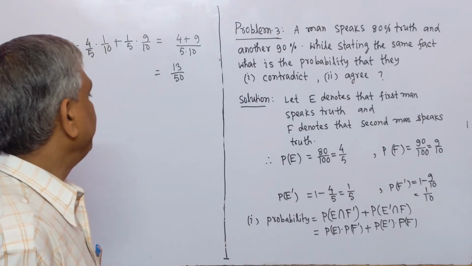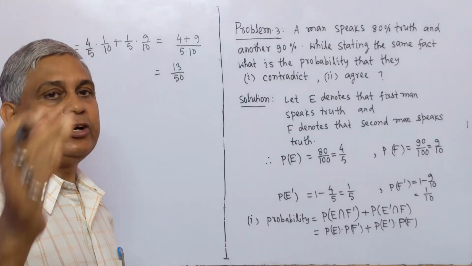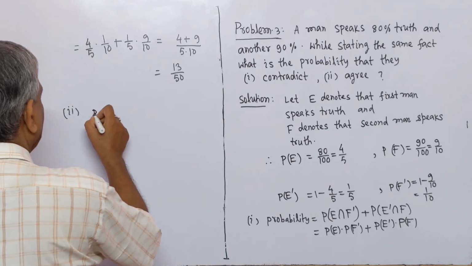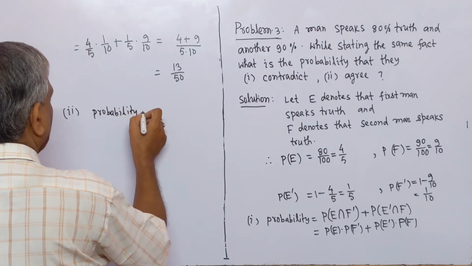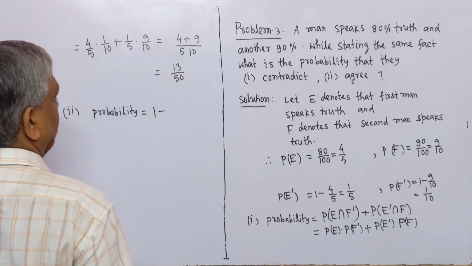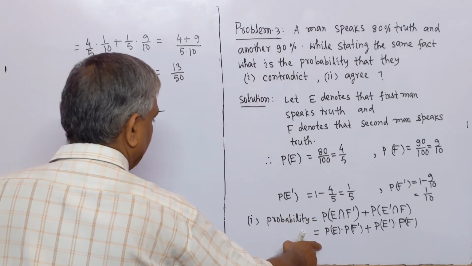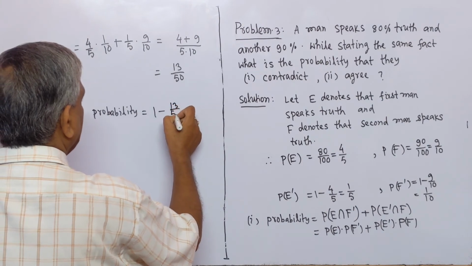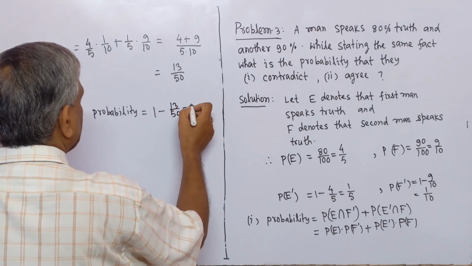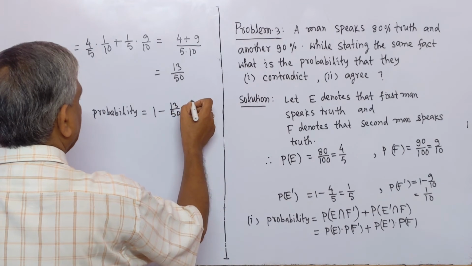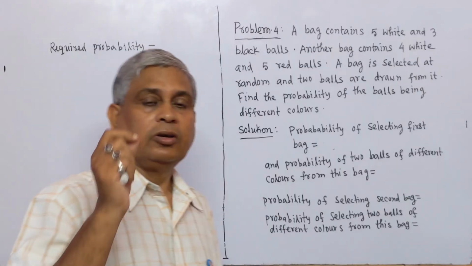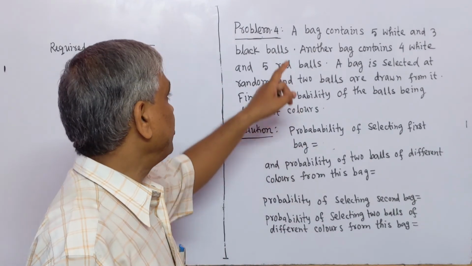Agree means opposite of contradiction. That means probability will be 1 minus probability for contradiction, means 1 minus 13 by 50, means 50 minus 13 means 37 by 50. Now we solve the next problem.